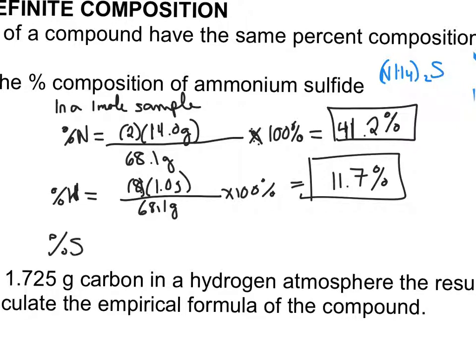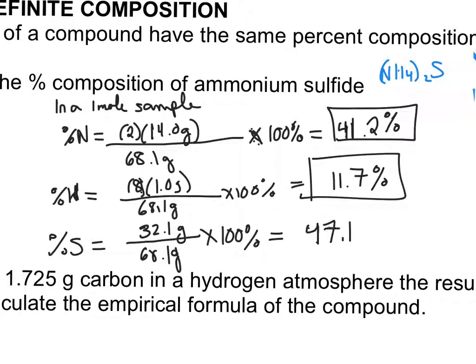And percent sulfur, 32.1 grams over 68.1 grams times 100%. And this gives me 47.1% sulfur.